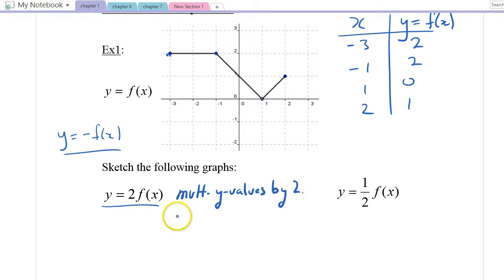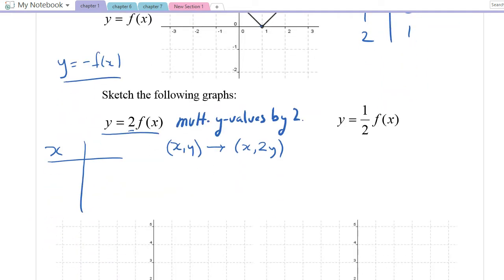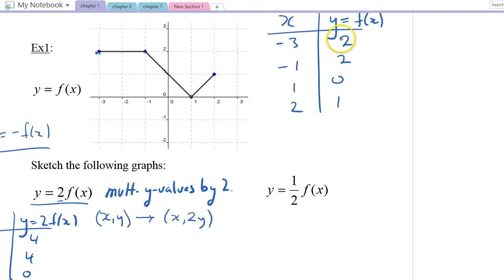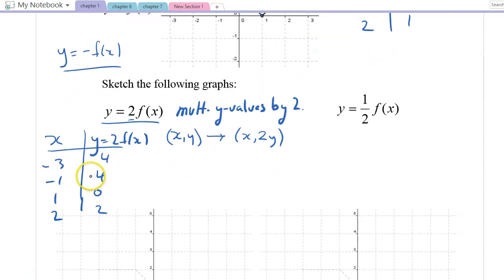So in our mapping notation, if x comma y is an ordered pair of our original function, like say -3 comma 2, the corresponding point would be x comma 2y. So whatever number is out in front of that f of x, we're going to multiply our y values by that. So we get x, and over here I'll write 2y is equal to 2 f of x. So -3, -1, 1, and 2. And now I doubled each of those other numbers, so I get 4, 4, 0, and 2. So I just took the 2, 2, 0, 1, and I doubled that to 4, 4, 0, 2.